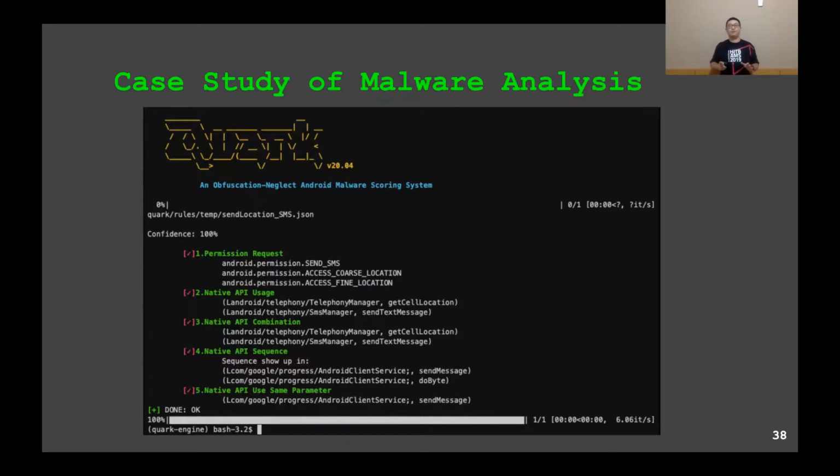For example, in stage five, we know that inside the function of send message, it has two functions that contain the two native APIs respectively, and they're handling the same register. So you start to locate function send message in the decompiled source code. And in stage four, we know that those two functions are called in the right sequence. So we can start to find functions that contain the native APIs and check if they are really called in the right sequence. The information of the two functions and the sequence will be shown in the next version of Quark Engine.